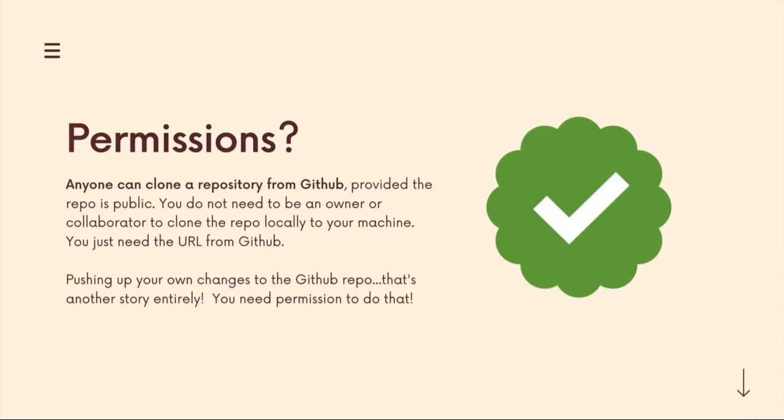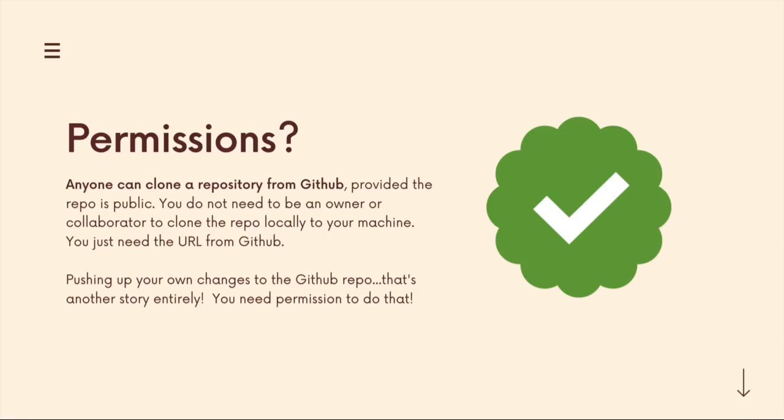So anybody can clone if it's a public repository. And if it was private, you wouldn't be able to see it anyways. You wouldn't know the URL. You wouldn't be able to go to it on GitHub. But if you can see it on GitHub, copy that URL, you can clone it. You don't need to be an owner or a contributor.